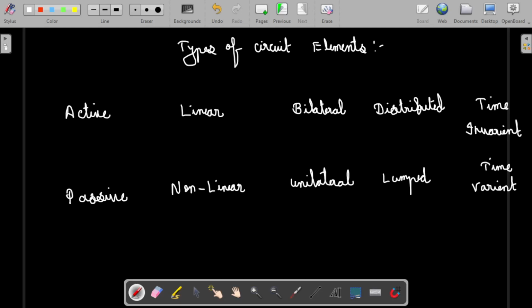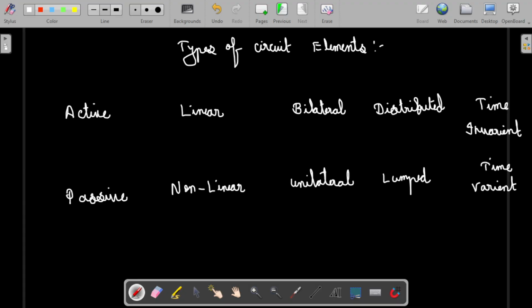Do you guys know what the different types of circuit elements are? If you ask this question to an engineer or even a passive student, they will say resistor, inductor, capacitance. That is not the right answer, guys. Those are definitions, so they are not absolutely wrong.